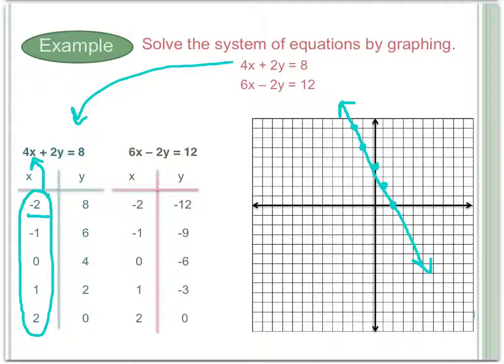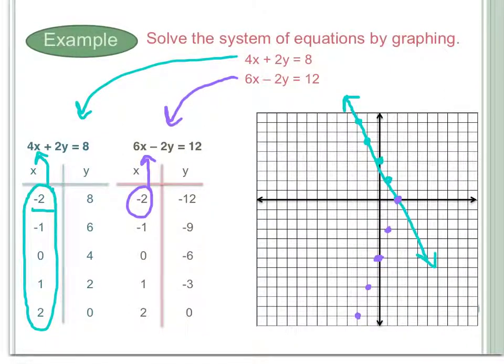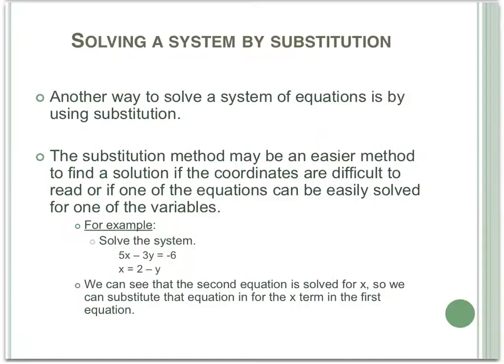Next, we can continue to do the same thing for the second equation, plugging in x values to find their corresponding y. Once you've plotted these points, again, connect them, drawing a line through the ordered pairs. As you can see, both lines intersect at the point (2, 0). This is the solution to the system of equations.